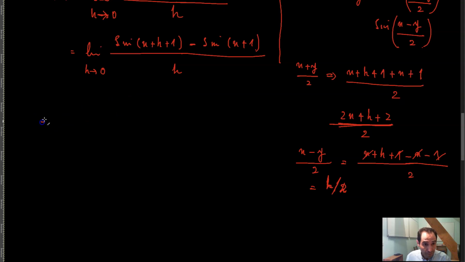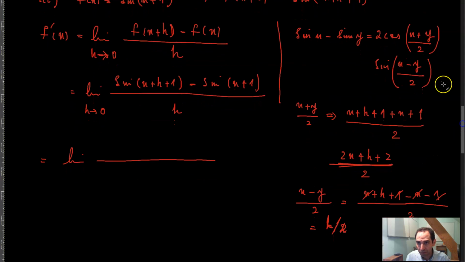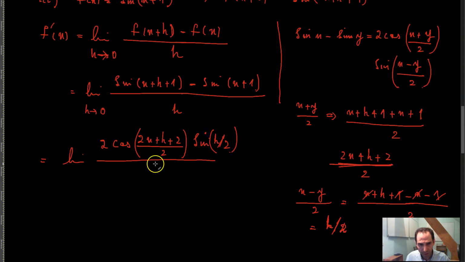So you have basically the limit of 2 times cos of (x plus y) divided by 2, which is (2x plus h) plus 2 divided by 2, times sine of (x minus y) divided by 2, which is equal to h divided by 2, right? And divide that by h as h tends to 0.